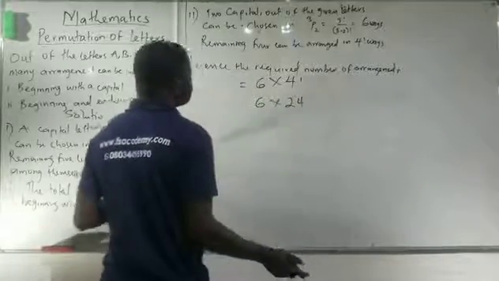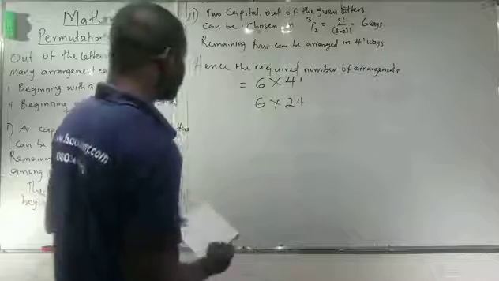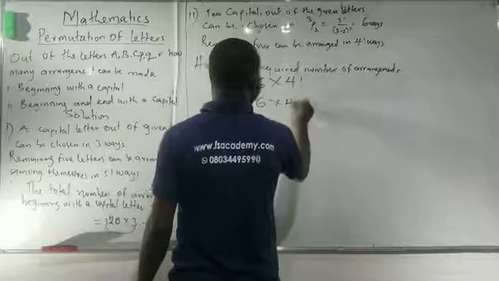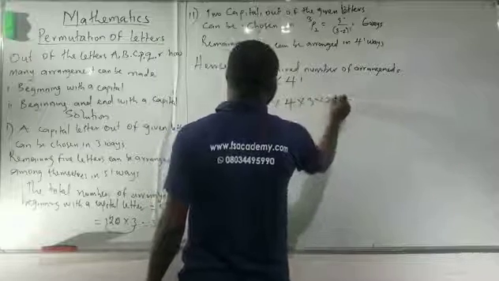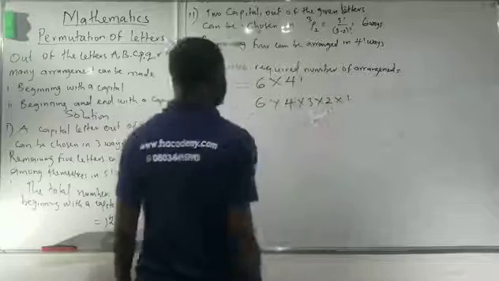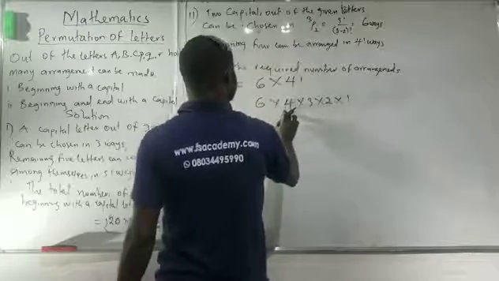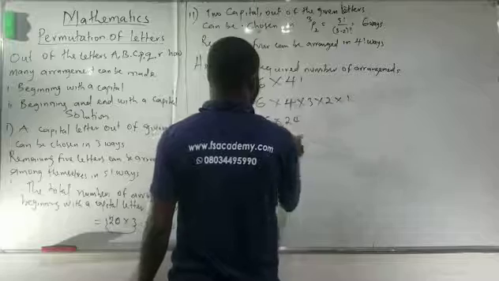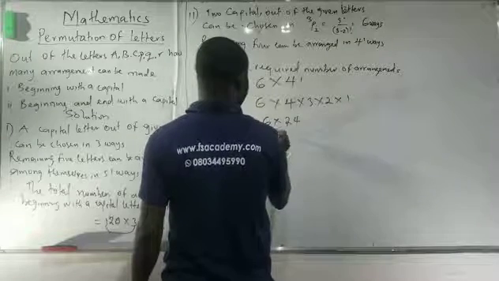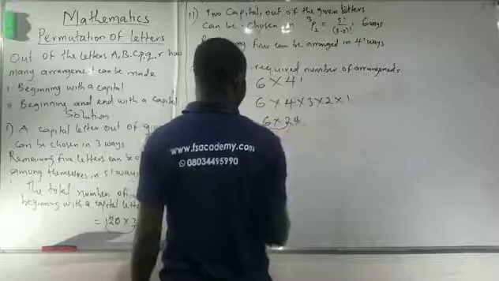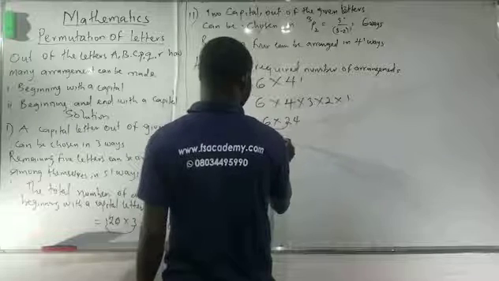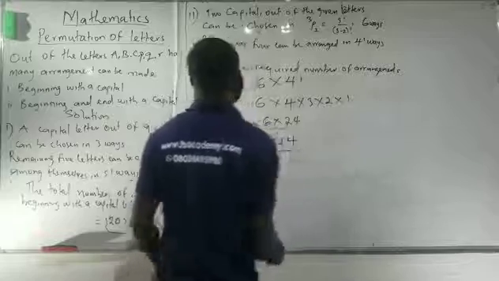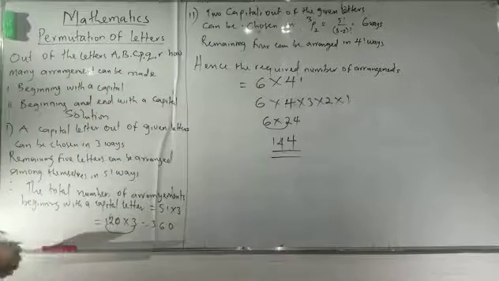Okay? Am I doing the right thing? Oh, sorry. Let me not make a mistake. That will be 4 multiplied by 3, multiplied by 2, multiplied by 1. I know this one is 6. 6 times 4 is 24, so I'm correct. Thank you. Now, this times this is 12, and 24 times 6 will be 144. It means 144 is the number of arrangements that can be formed.